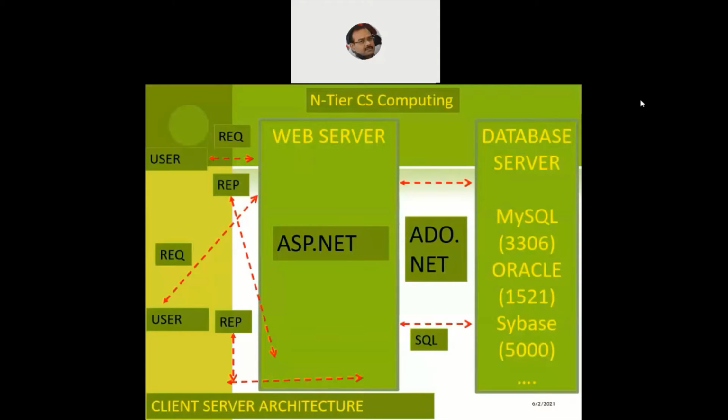So this is how the broad n-tier client server computing diagram looks like. And what we are interested in right now is ADO.NET: how to carry out a communication between the web server and the database server. Thereafter we'll discuss the ASP.NET programs, that is, how we execute the web server, website based programs.